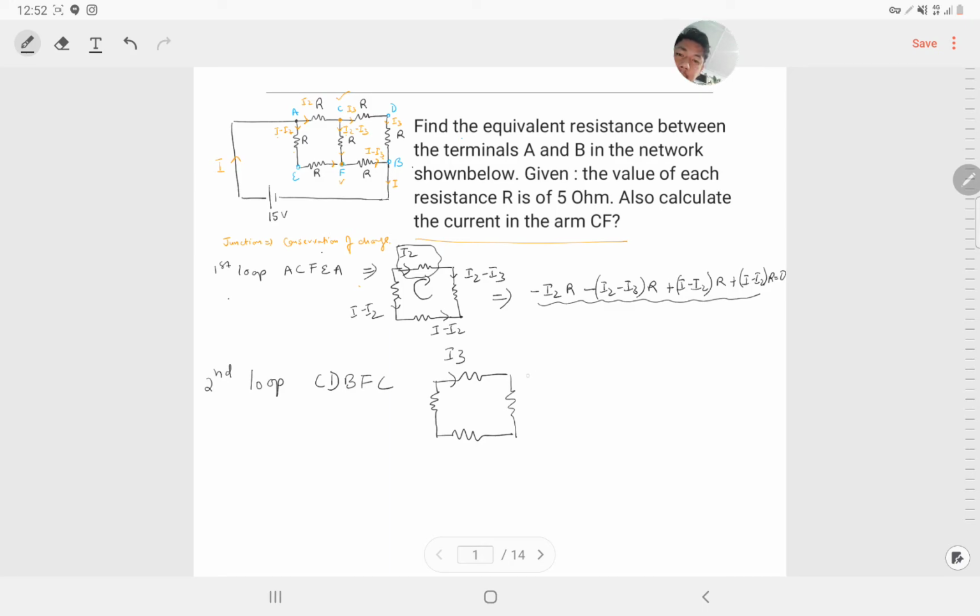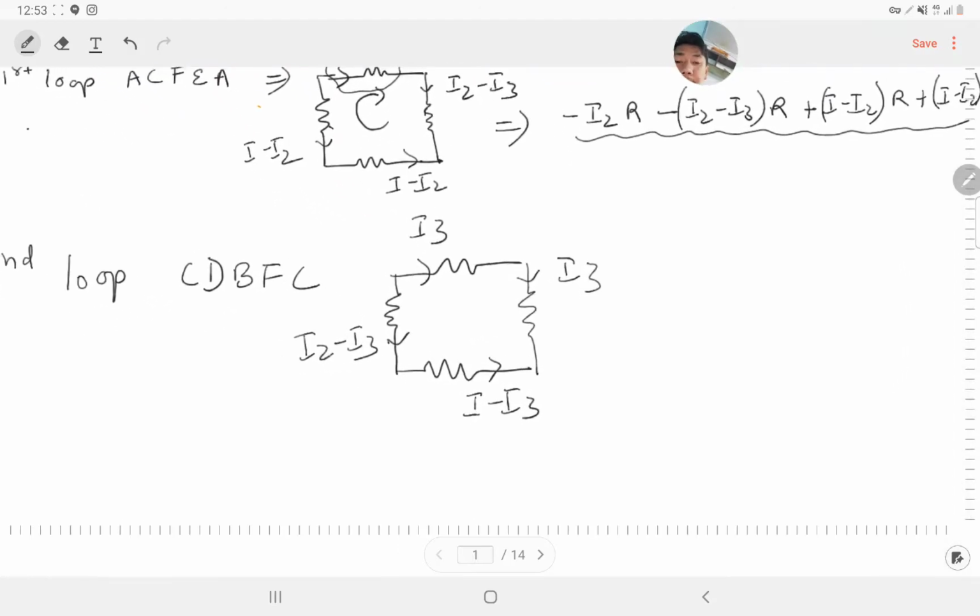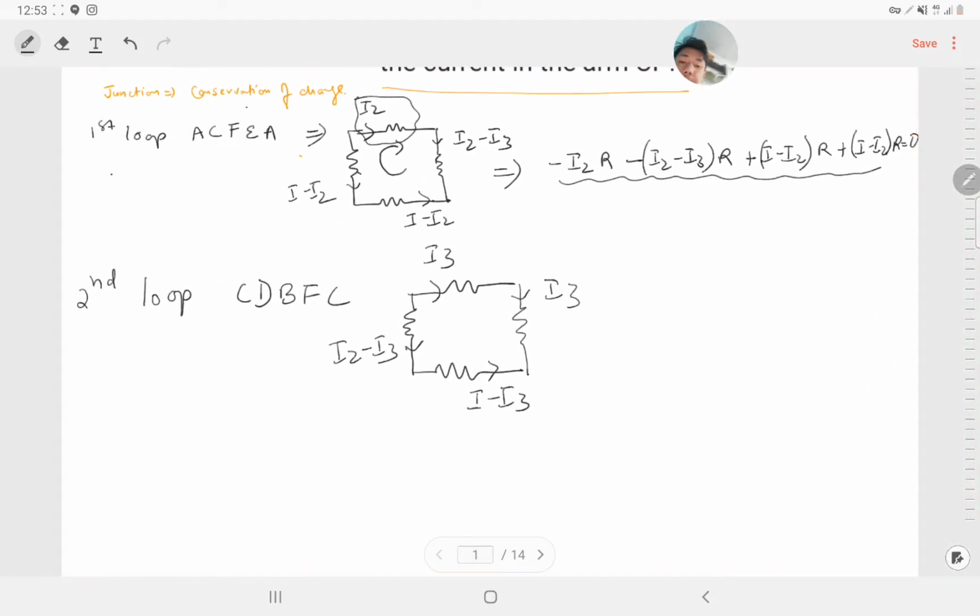I3, current I minus I3, and same over here it is I2 minus I3. Okay, so depending on the question, sometimes you're going to get the direction of current, sometimes you have to construct it yourself. Okay, so for the second loop, again let's take it clockwise, anti-clockwise, any direction you like.